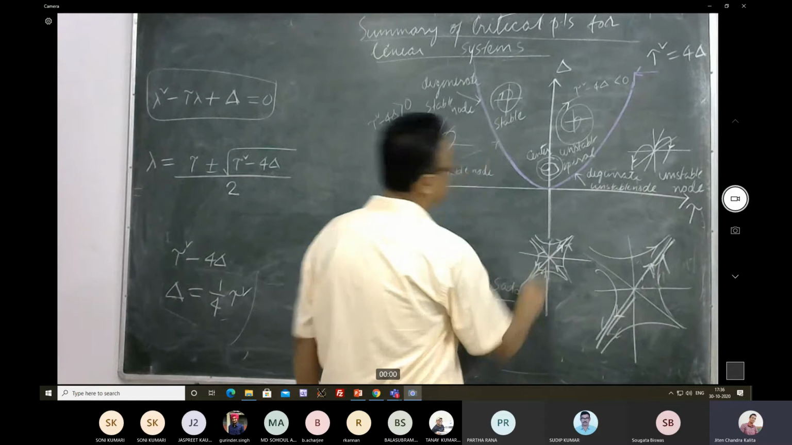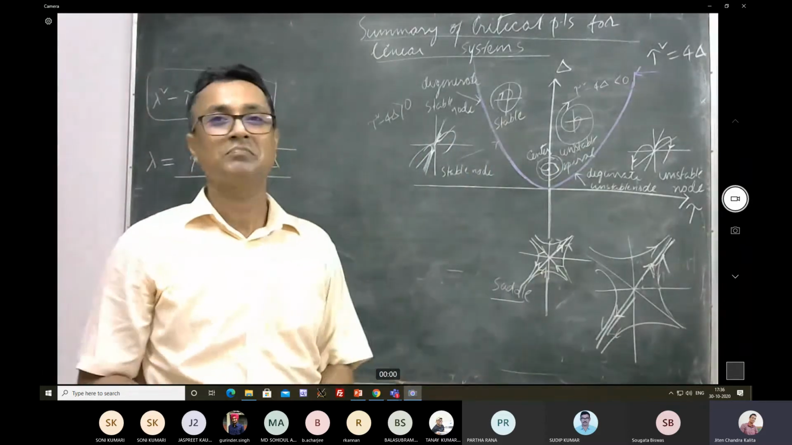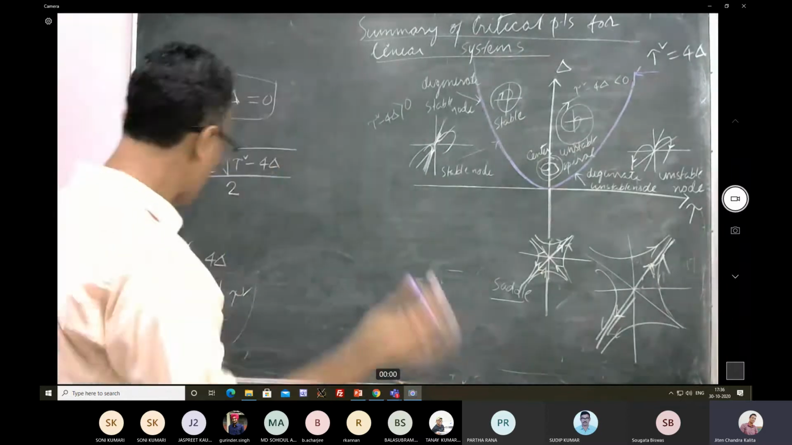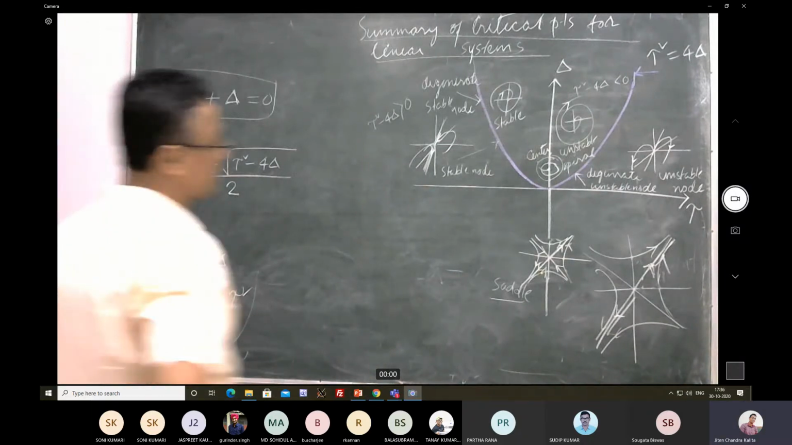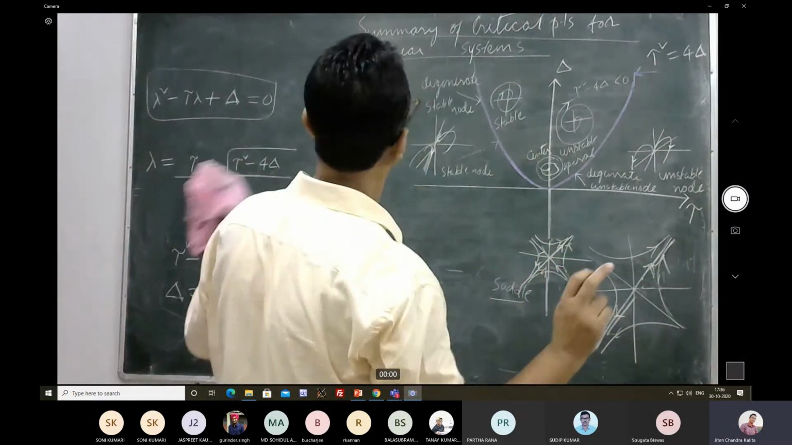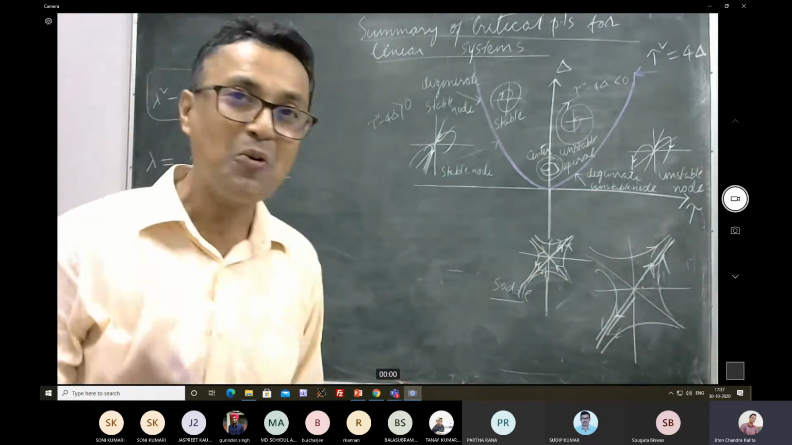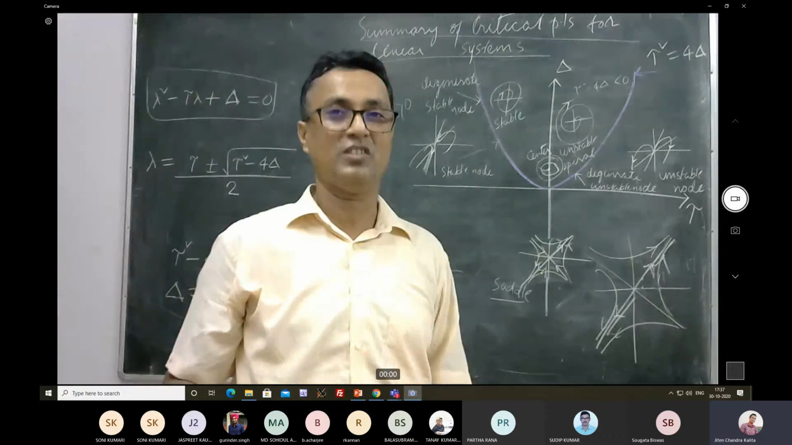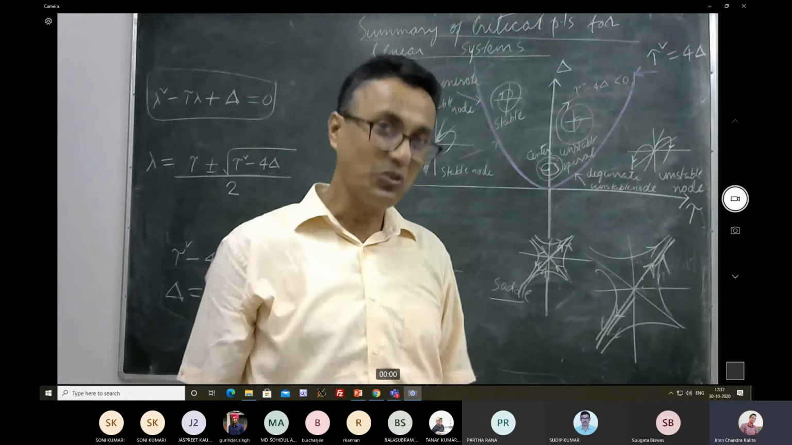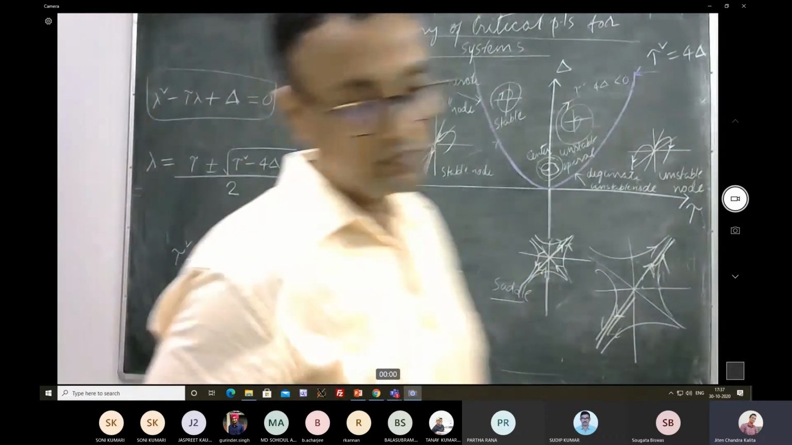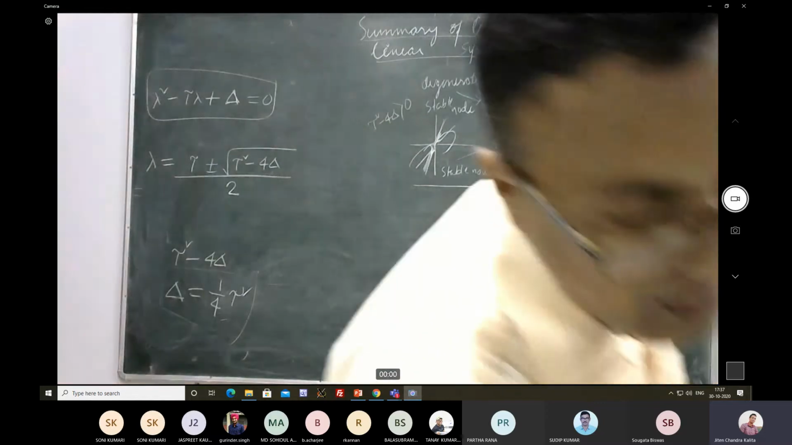If you can recall this diagram, then critical points are just very easy. Okay, fine. So I think this is about linear systems. Now I want to move to the plane autonomous system, which is non-linear. So now I am going to talk about linearization and local stability.